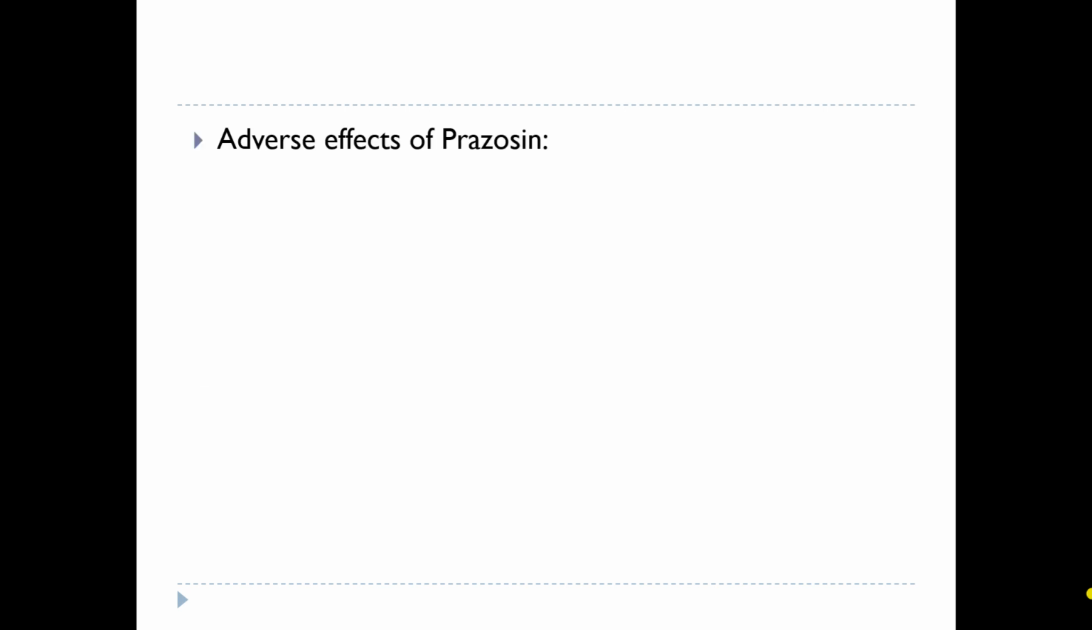Now we see the adverse effect of prazosin. It produces postural hypotension, which is also called first dose effect. Postural hypotension means when you take an alpha blocker for the first time, or when the patient takes the drug for the first time, because of the alpha 1 receptor blockage and beta 2 action remaining unopposed, there is profound hypotension.